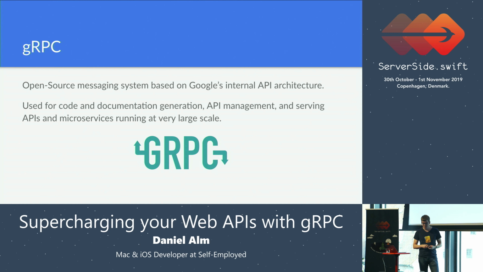gRPC is an open source messaging system based on Google's internal API architecture. It's used for generating your code and your documentation, for managing your APIs if you need that, and for serving your APIs and your microservices from a very small up to a very large scale. And of course, it also supports all of this on the client side as well. It's actually based on HTTP 2 below that, so it's fairly generalized. There's not too much magic going on.